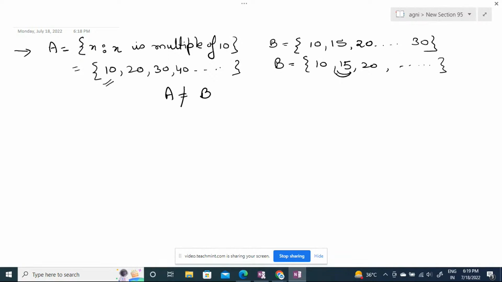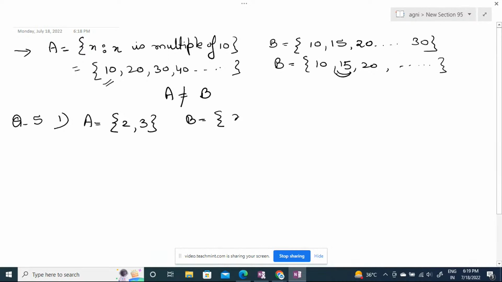Now next question of the exercise. Question number 5. First part. We have A is equal to 2 and 3 and B is equal to x such that x is a solution of x square plus 5x plus 6 is equal to 0.